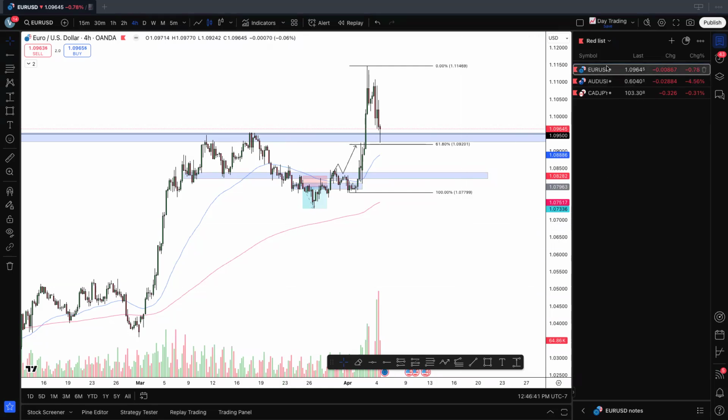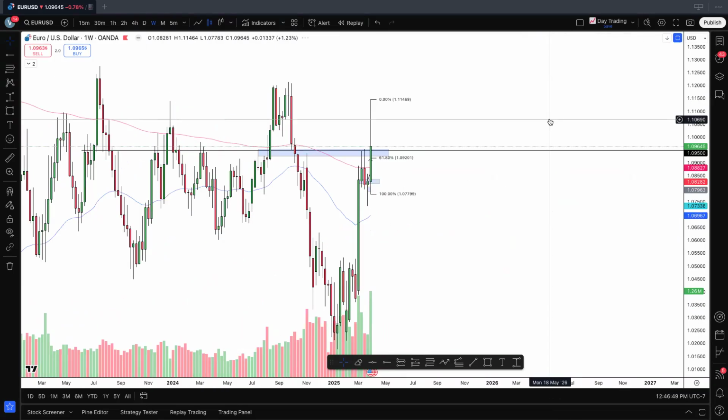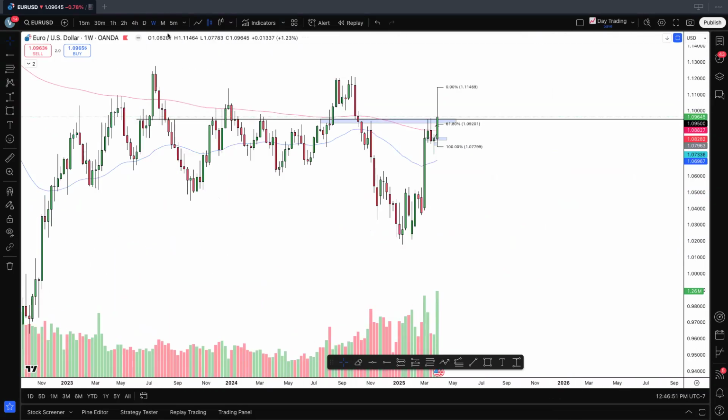So I'm interested in three pairs this week, and I also have three bonus pairs that I'm going to go over next week. So we're going to start with Euro USD. Last week was crazy because of Trump and his tariffs announcement. So we're going to try to take advantage of that.